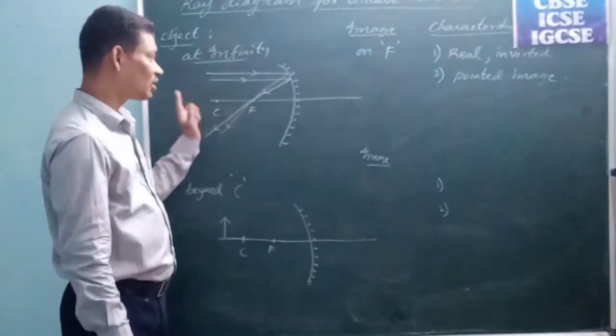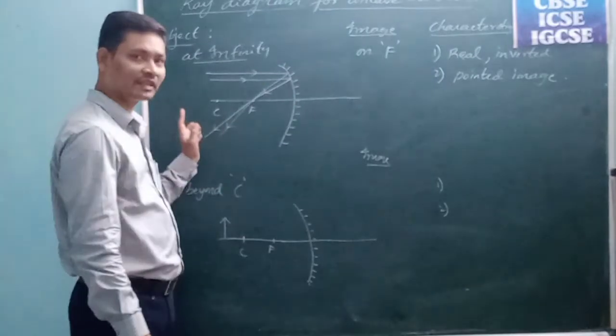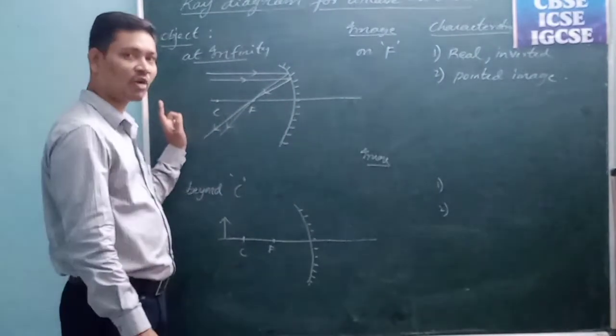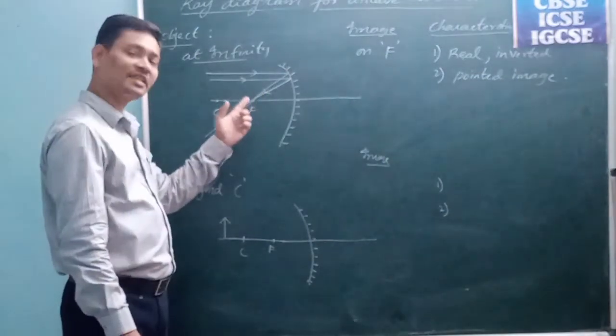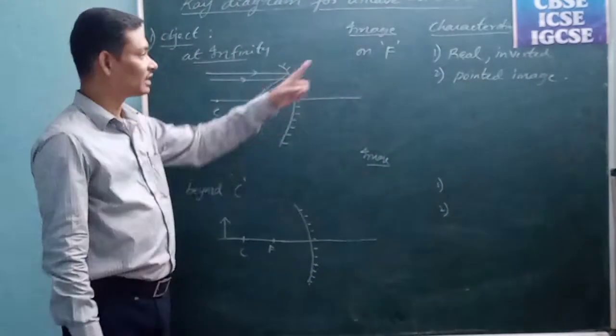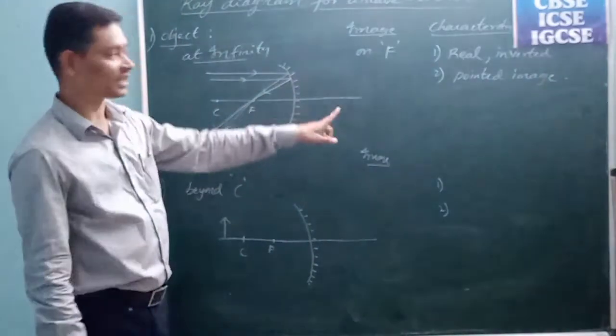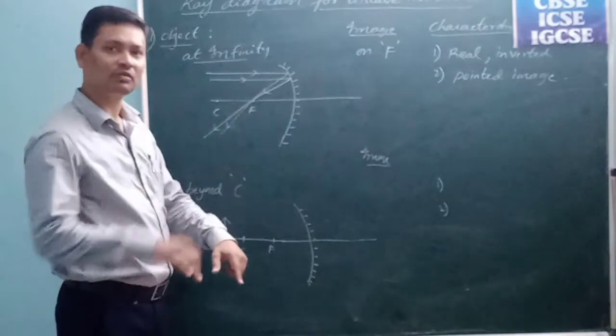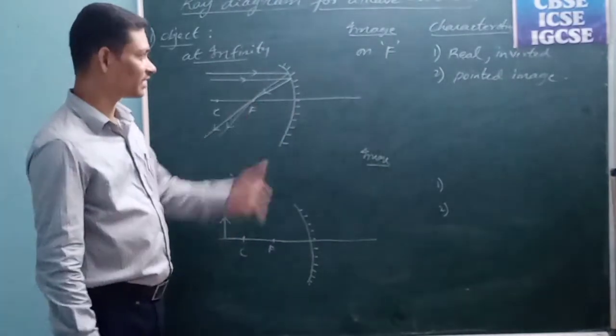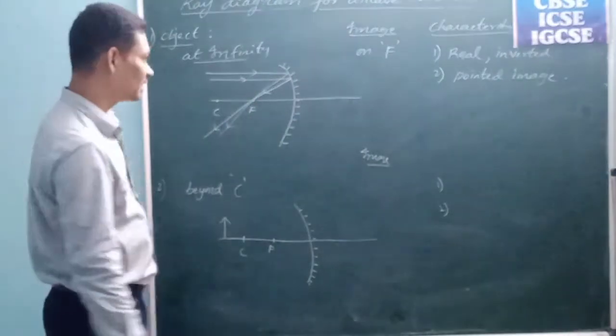So here it is not inside the mirror, it is outside the mirror. If the image is falling outside the mirror, and also if its reflected rays are meeting at a point, then definitely it is real. If it is real, then it is inverted. Inverted means we get a head down, foot up. So it's a vertically inverted image.